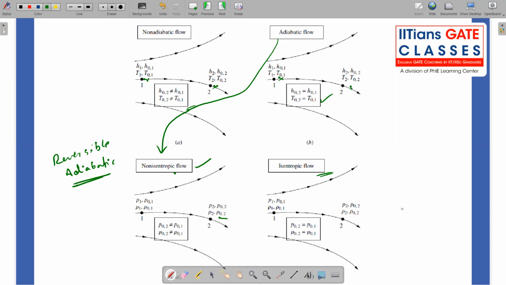For an isentropic flow field, it is straightforward. All three variables, P naught, T naught, and rho naught, have to be constant in an isentropic flow field. Because the adiabatic flow field itself gives the condition T naught 2 is equal to T naught 1, and the isentropic flow condition gives two more parts, that is, P naught and rho naught have to be constant.